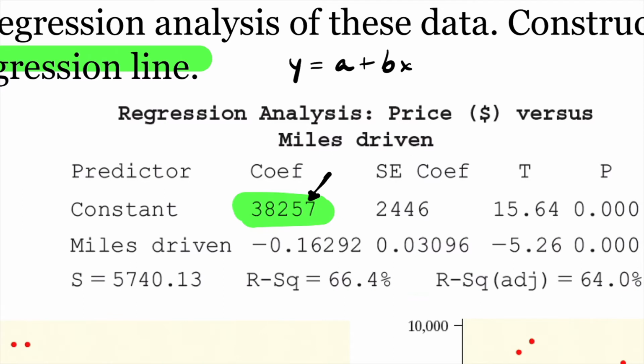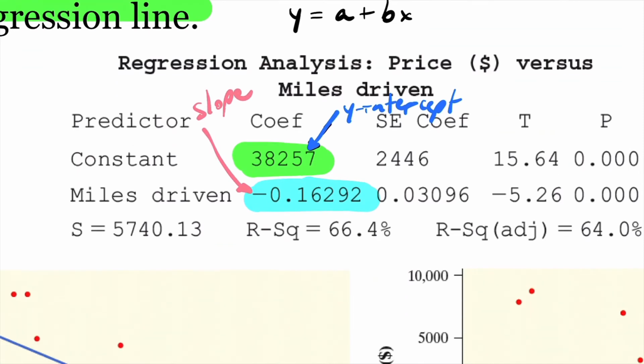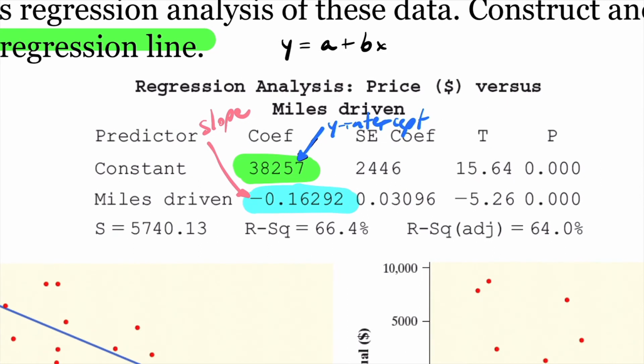What does a represent? The y-intercept. This is from your notes from chapter 3, just a little refresher. The number right under it, the negative number, that's b. And b represents the slope. It's always going to be organized this way. You look for the word coefficient, and you look for the word constant.